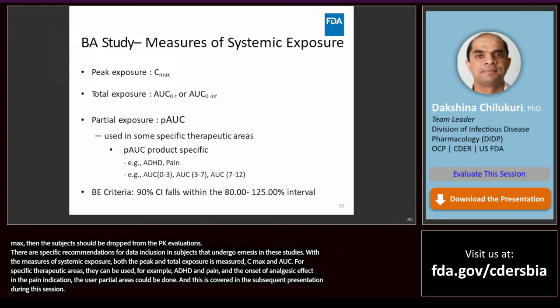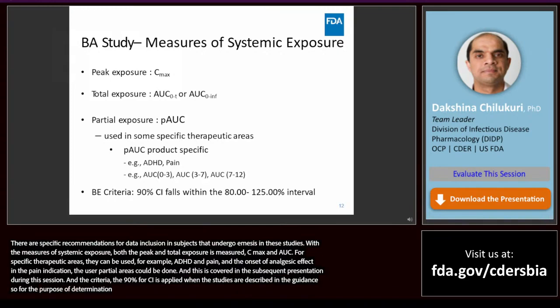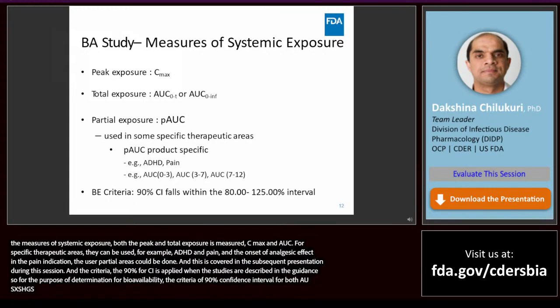The BE criteria of the 90% CI for both AUC and Cmax is applied when the BA studies are described in the guidance. So for the purposes of determination of relative bioavailability, the BE criteria of 90% confidence interval for both AUC and Cmax to fall within the 80 to 125% is described in the guidance.